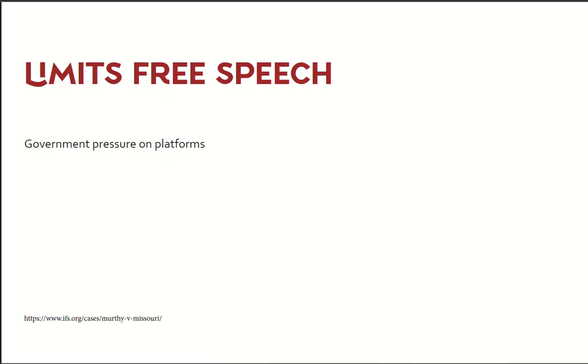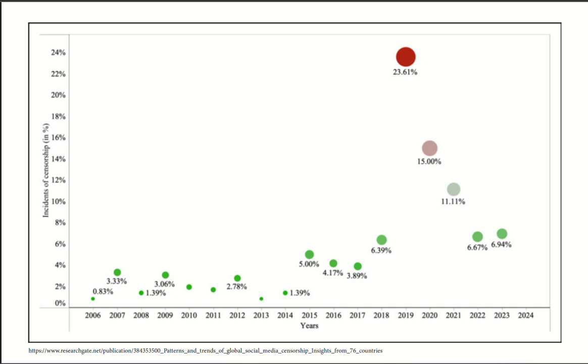Most importantly, social media censorship can have the potential to violate our First Amendment rights. As found in the case Murthy v. Missouri, the Supreme Court was urged to establish a clear prohibition against government officials privately soliciting the removal or suppression of lawful political speech. This is a graph from Al-Zaman's publication, Patterns and Trends of Global Social Media Censorship: Insights from 76 Countries. According to Al-Zaman, this reflects the yearly incidence of censorship worldwide from 2006 to 2024. The larger and redder circles depict the higher percentage of censorship, while smaller and greener circles depict the lower percentages.